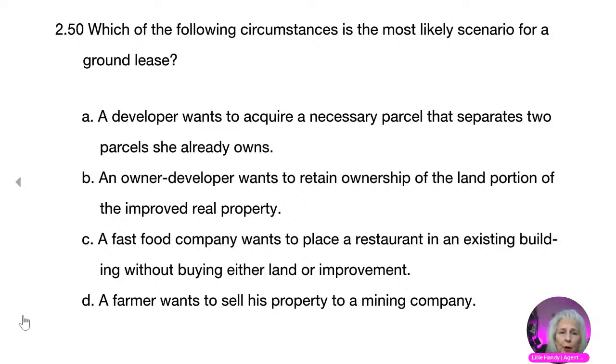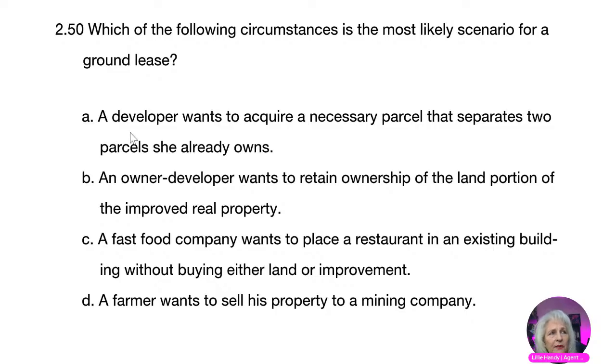Which of the following circumstances is the most likely scenario for a ground lease? A, a developer wants to acquire a necessary parcel that separates two parcels she already owns. B, an owner-developer wants to retain ownership of the land portion of the improved real property. C, a fast food company wants to place a restaurant in an existing building without buying either land or improvement. D, a farmer wants to sell his property to a mining company. So an owner is renting the property as a ground lease. What is the answer here? The answer here is an owner.